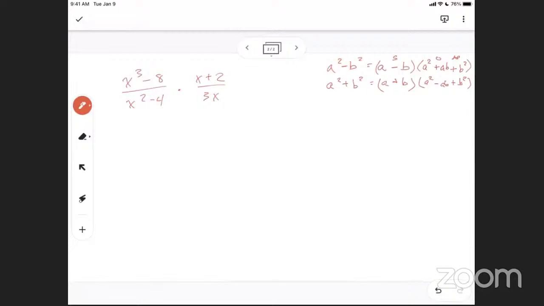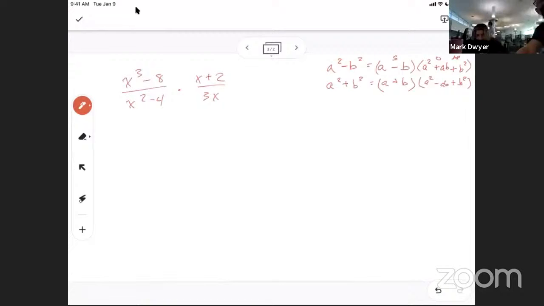So how is that going to help us? It's going to help us factor this first one. So this first one is going to factor into x minus 2, because that's what's being cubed, right? 8 is 2 cubed, times x squared plus 2x plus 4.